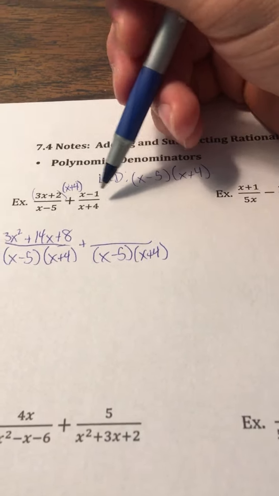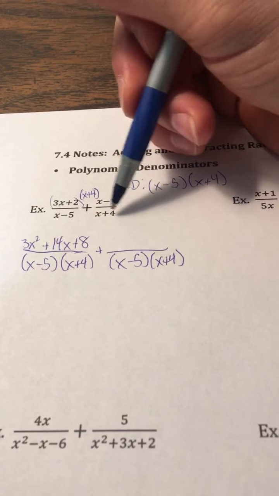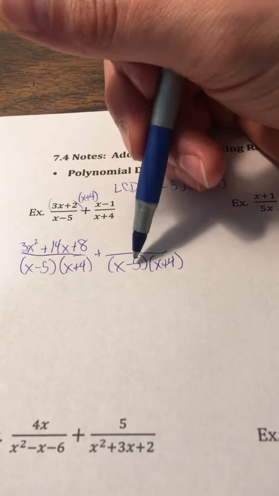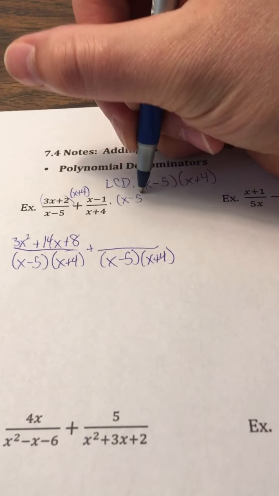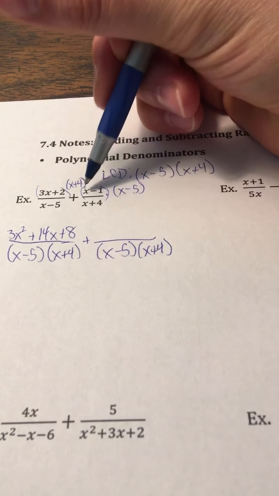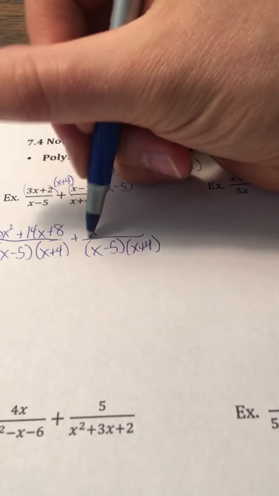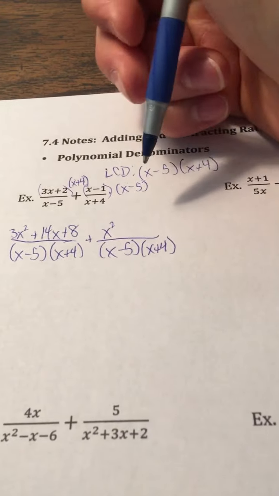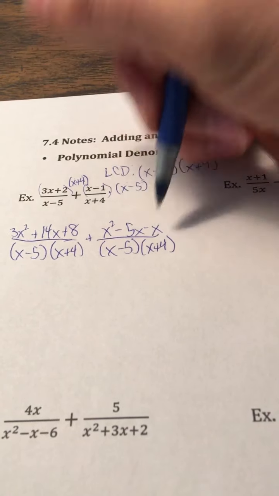Now, over in the second fraction, I need to get to x minus 5, x plus 4. I already have the x plus 4. What's missing? x minus 5. So I would need to multiply the second fraction times x minus 5. So again, I'd have to FOIL this. I'd have to multiply each of these terms by each of these terms. x times x will give me x squared. x times negative 5 is negative 5x. Negative 1 times x, negative 1x.